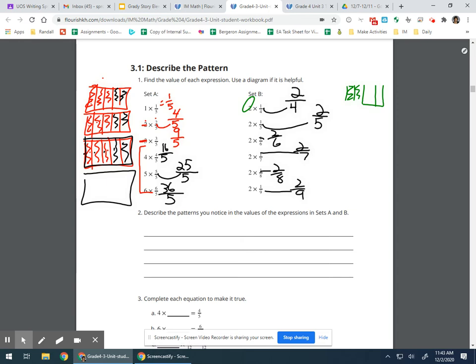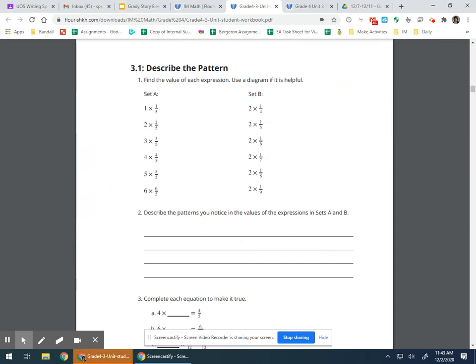All right, I'm going to erase this. So if you need this, pause it, and then we'll move on. All right, here we go.